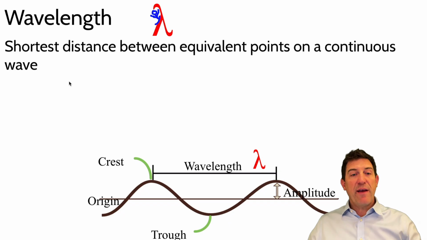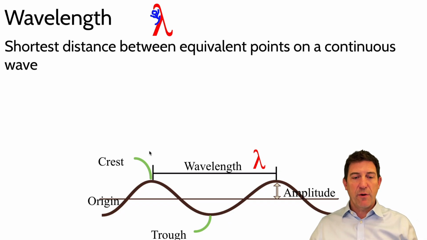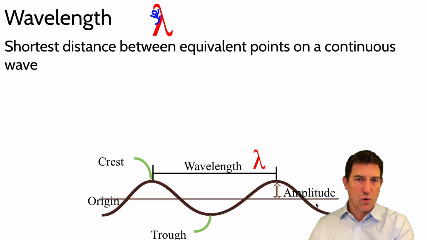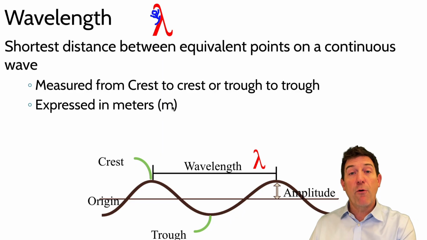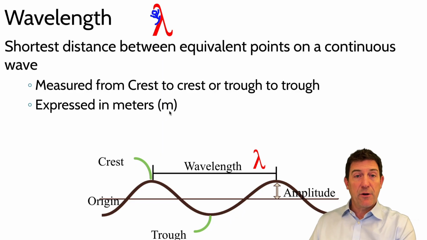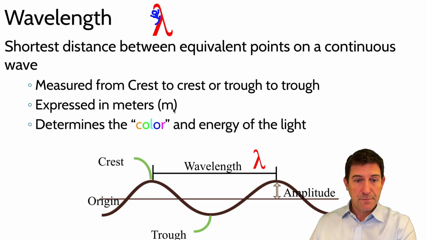By definition, wavelength is the shortest distance between equivalent points, like from crest to crest, or you can measure down here from trough to trough. And it is expressed in meters or some form of meters like nanometers or kilometers or decimeters. And the wavelength determines the color of light.